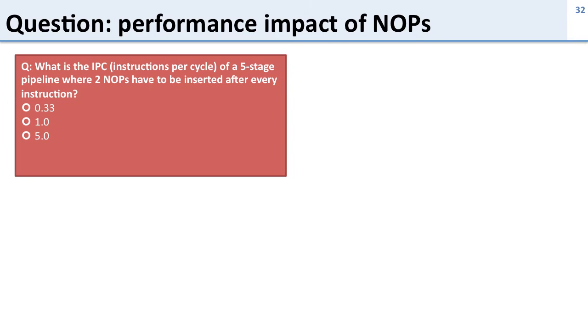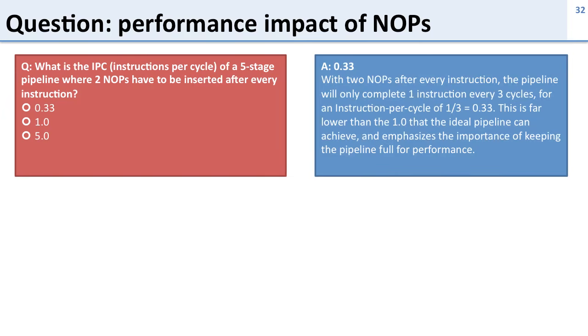So what is the performance impact of these no-ops? So what is the IPC, instructions per cycle, of a 5-stage pipeline where 2 no-ops have to be inserted after every instruction? Well, it's going to be 0.33. So if we have 2 no-ops after every instruction, the pipeline will only complete 1 instruction every 3 cycles. This means we'll get 1 useful instruction every 3 cycles, or an IPC of 0.33. So this is much worse performance than the IPC of 1.0, 1 instruction per cycle, that an ideal pipeline can achieve.